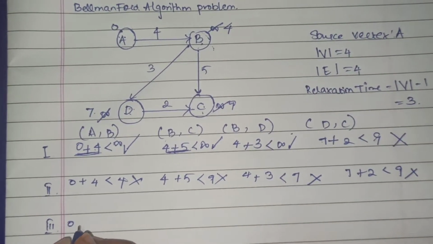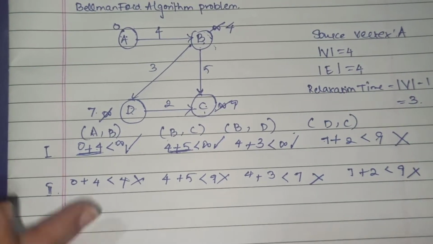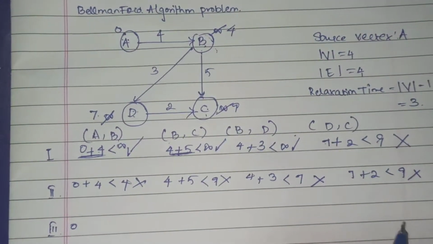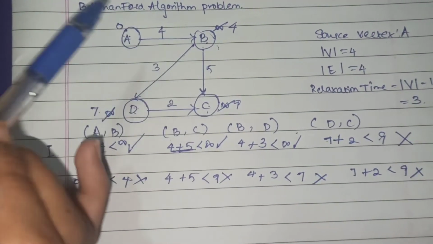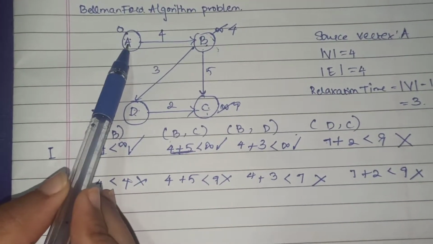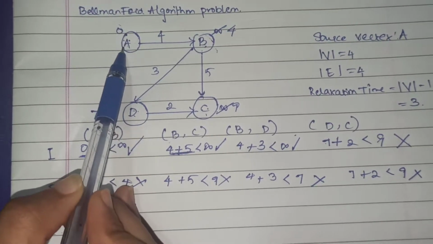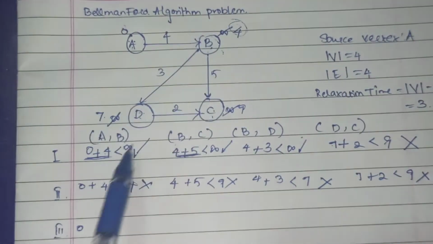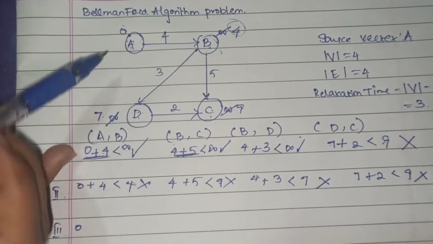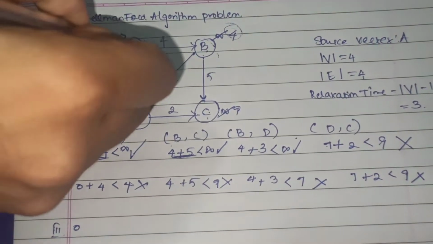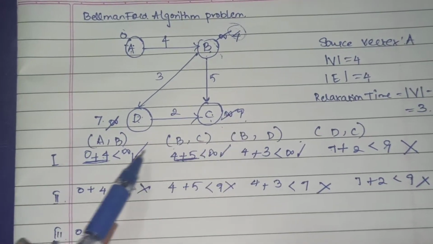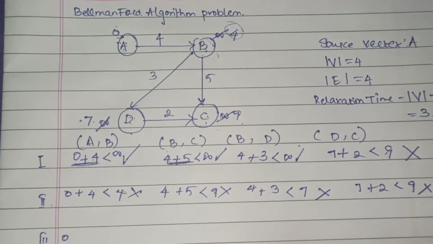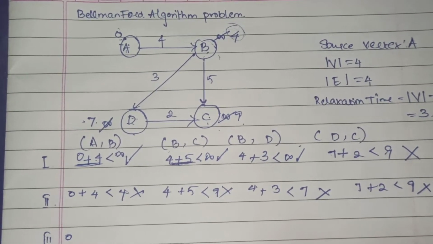Therefore you can just copy down the similar thing. If you do the iterations again, you'll get the same answer. Therefore the shortest distance from A to A is 0, from A to B is 4, and whatever the final value you get on the weights is the shortest distance. The shortest distance between A to C is 9, and between A to D is 7. So this is how the Bellman-Ford algorithm works, and this is how the problem is solved.